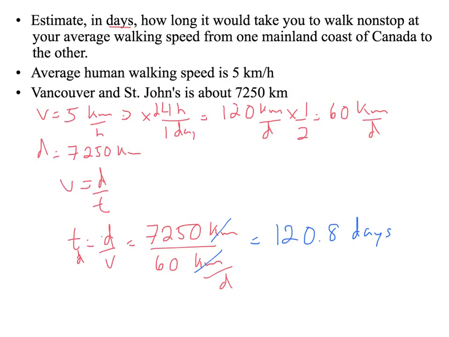days. Now, if you want to be even more correct, 0.8 days times 24 hours per day gives you about 19.2 hours. So really you're looking at 120 days and about 19 hours.